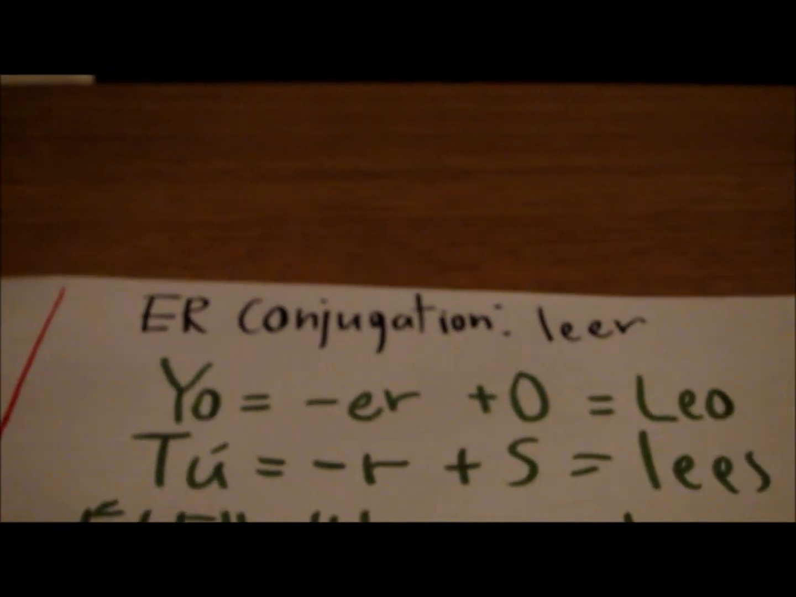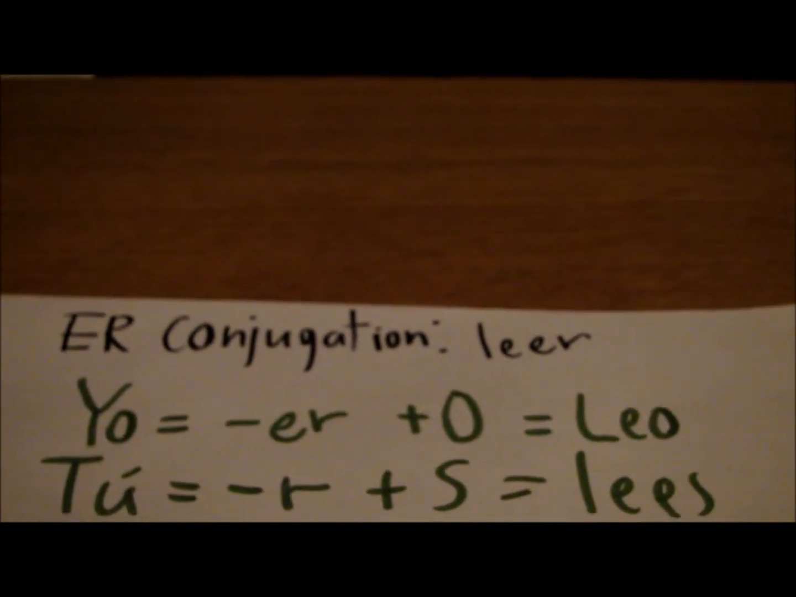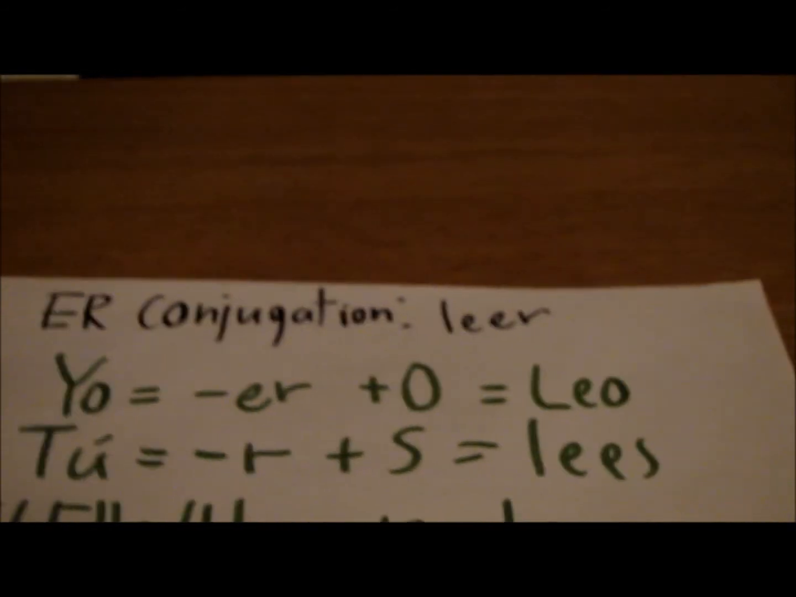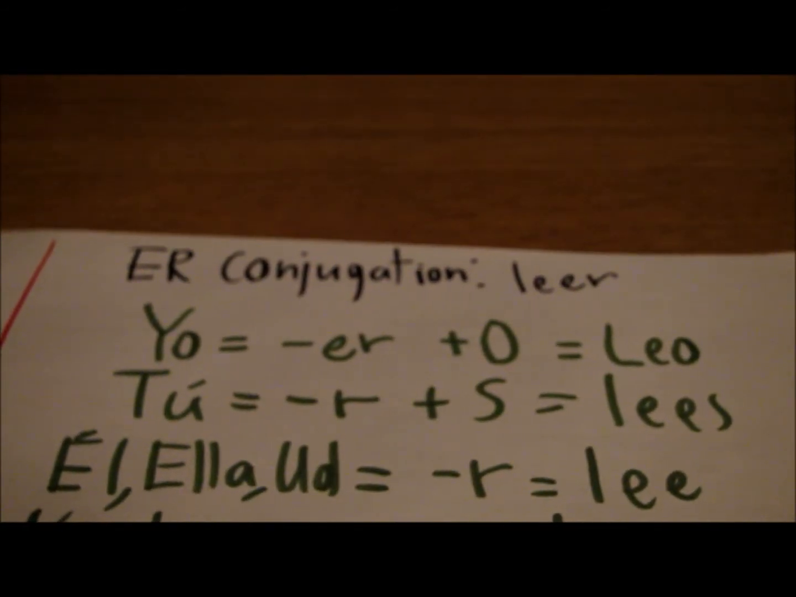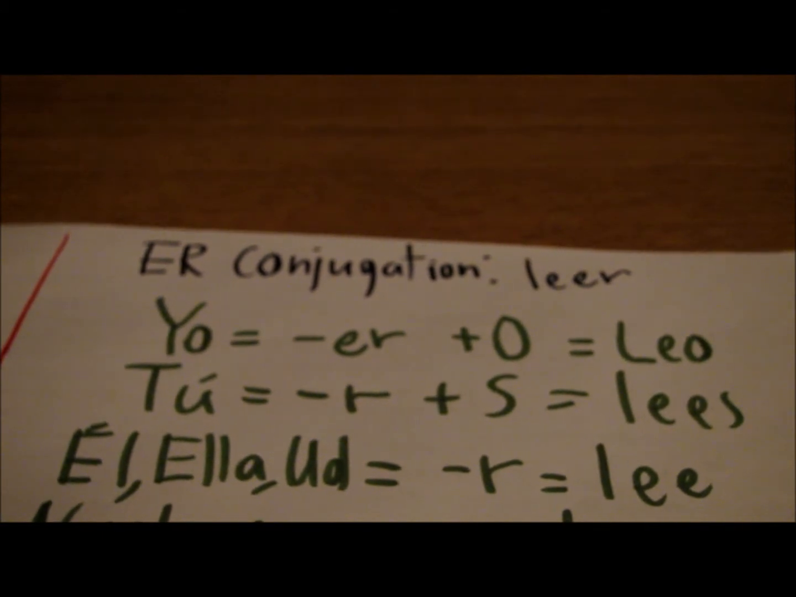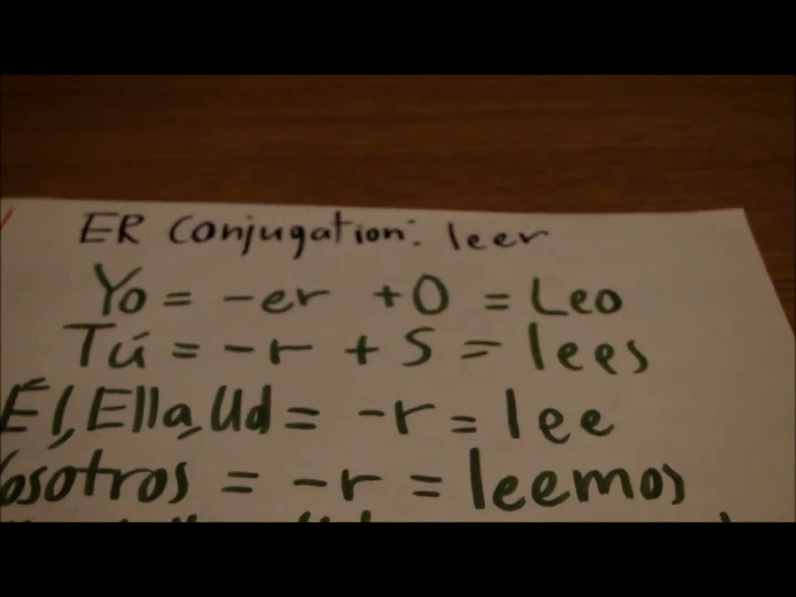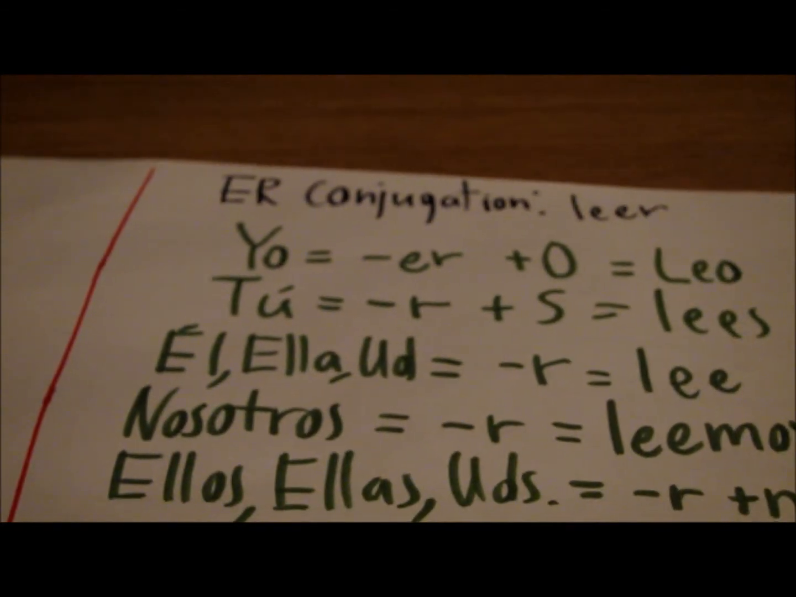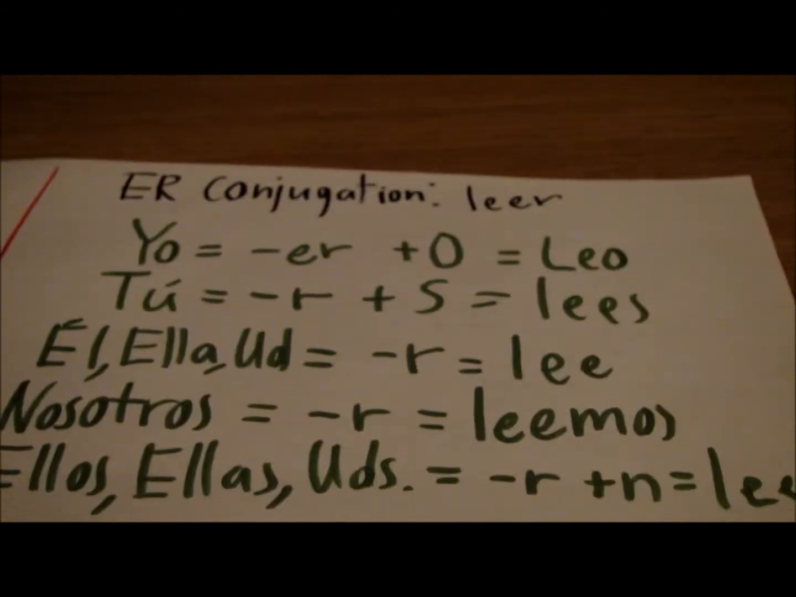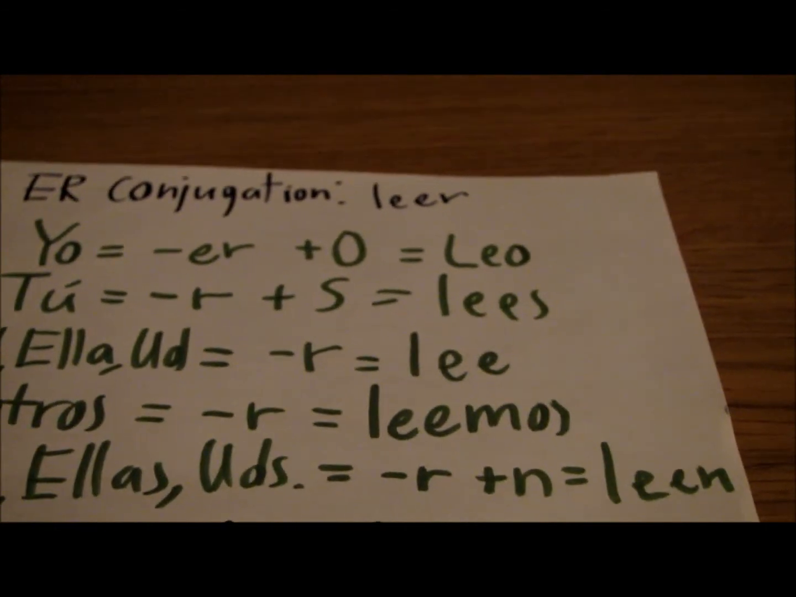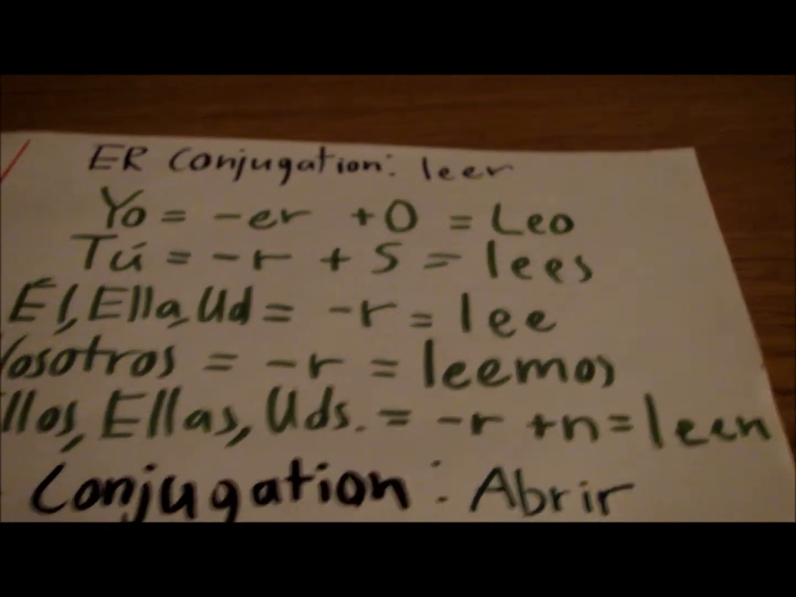So each one of these meanings. Yo would be I read. Tú would be you read. Él, ella, y usted would be he, she, or you formal reads. Nosotros would be we read. Ellos, ellas, y ustedes would be they, or you all formal read.